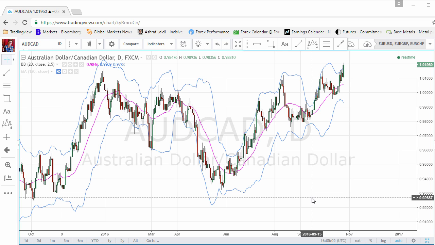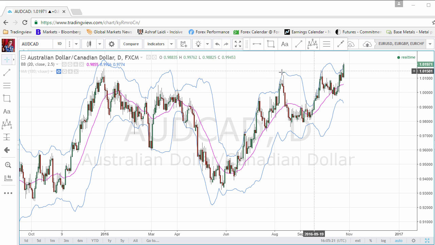There's a good example now on the Australian Canadian dollar, and it gives a good example of how not to trade support resistance and also what to look for in support resistance that many traders overlook.